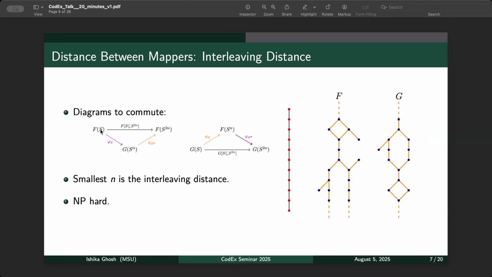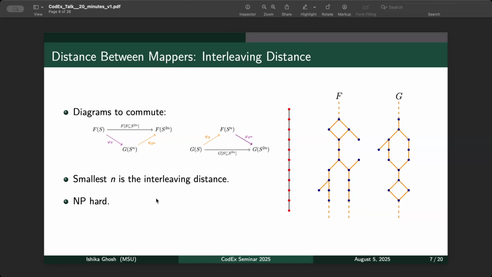We want to look at the mapper f on an open set in functor f, and then we look at the thickened version in mapper g, and then go back to the twice thickened version in mapper f. And also we have this inclusion map up here, and we see that if this diagram commutes, and the other side of it. So the smallest n for which these diagrams commute for all open sets in my domain, that is the interleaving distance.